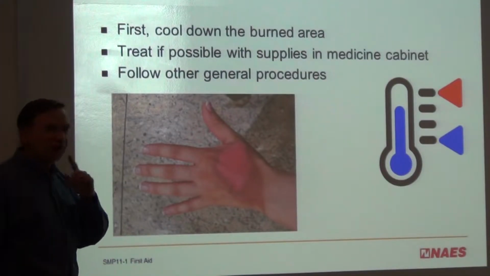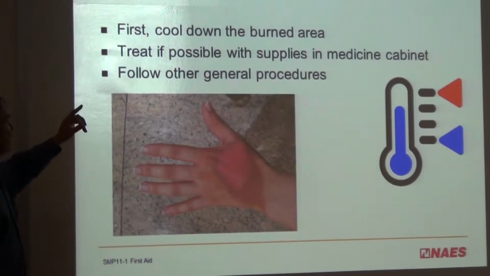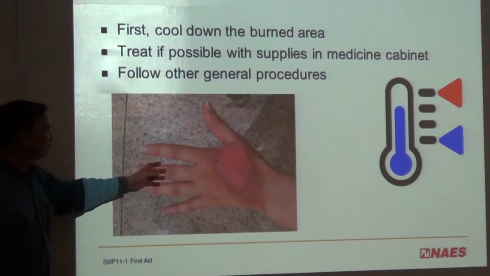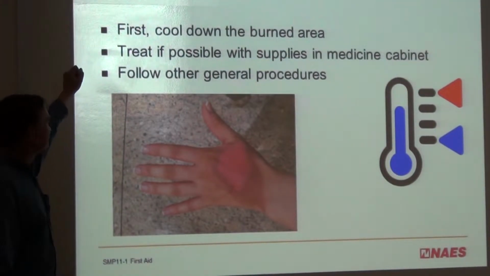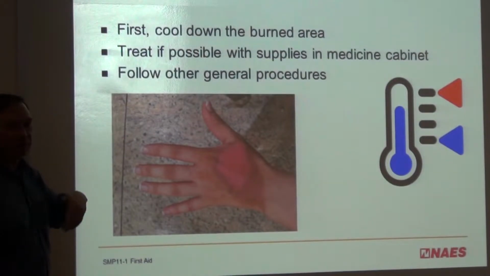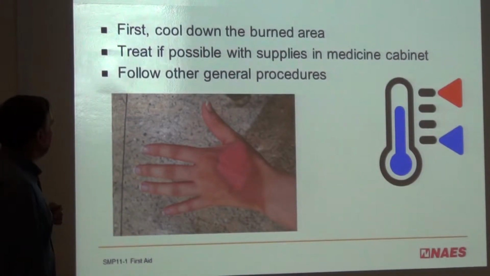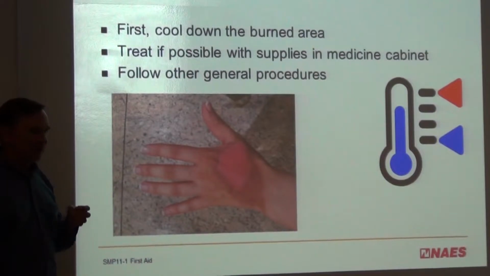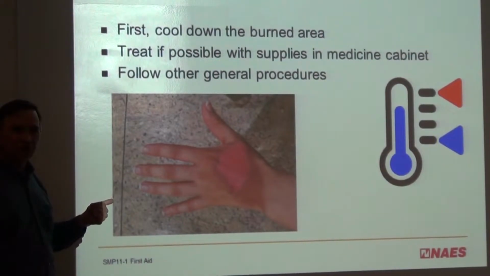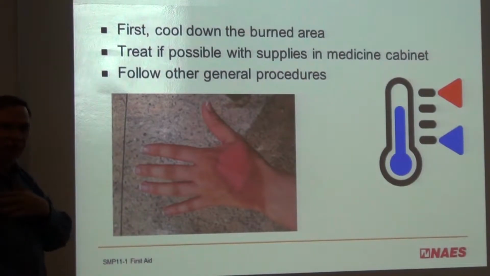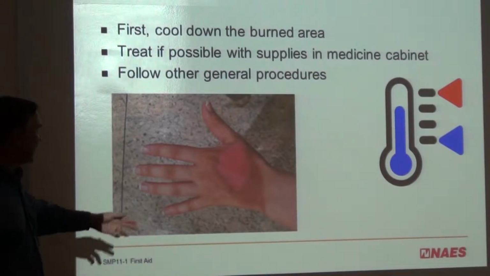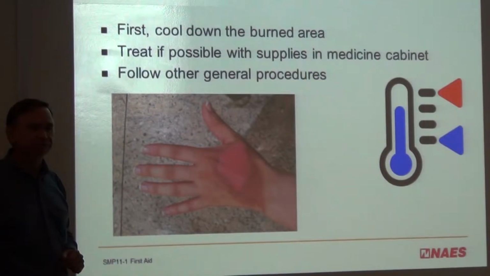Burns, when they occur. First, cool down the burn area. So when you have a burn, the first thing to do is to cool down the burned area. Treat if possible with supplies that we have in medicine cabinets, and then follow other general procedures. Specifically, if it's a more serious wound or burn, we may be able to take that person to a hospital ourselves, depending on the situation. If it's a hand wound like that, we can drive them.